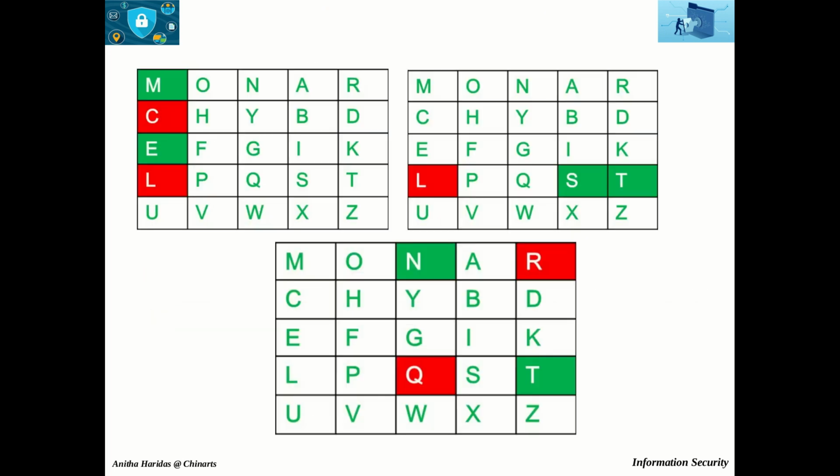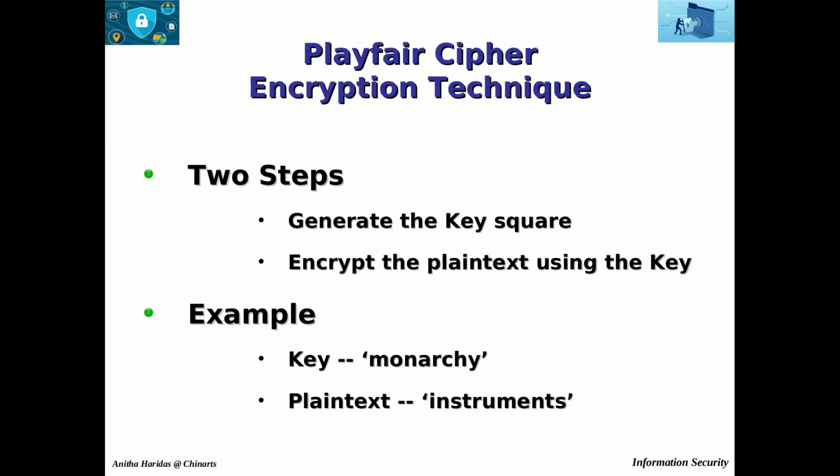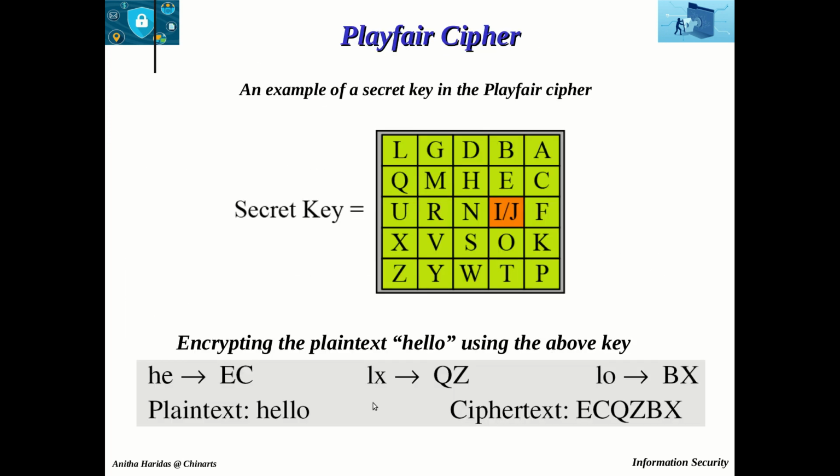And if you want, we can see how HELLO is encrypted here. If you see, H and E are on the same row. If so, what will we do? We will take the character which is on the right of the character. So H will be replaced with the right character, which is E, and E will be replaced by C. So HE we will get EC.